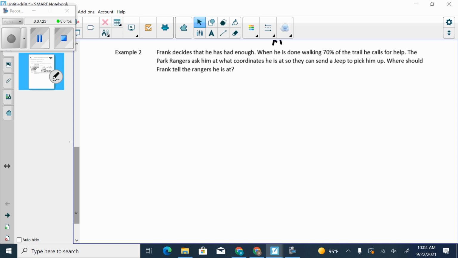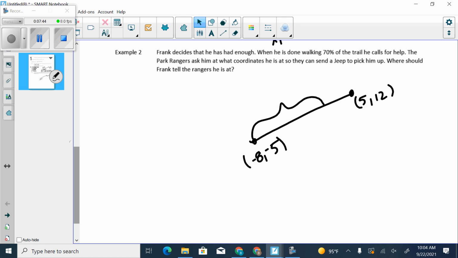All right, so we already have this map kind of drawn out here. This was his starting point at -8, -5. This was his end point over here at 5, 12. But this time, we want to know how far he's gone if he is 70% of the way. So that would be pretty far, right? It looks something like this, but we don't know where this is. This is what we're looking for. Where is that spot at 70%?